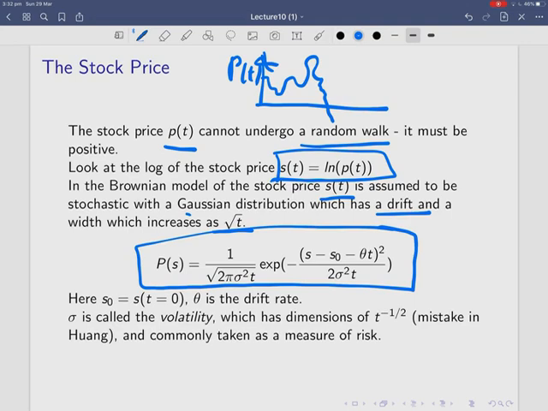What it does is try to predict the distribution, and S naught here is the log of the stock price at t equals naught. Theta is the drift rate, and sigma is the volatility, which has dimensions of t to the minus a half, and it's commonly taken as a measure of the risk. So there's a couple of things you have to know: the initial price, which is pretty easy, the drift rate, which is a bit harder, and how much fatter the distribution is getting all the time. This is the width of the distribution, sigma.